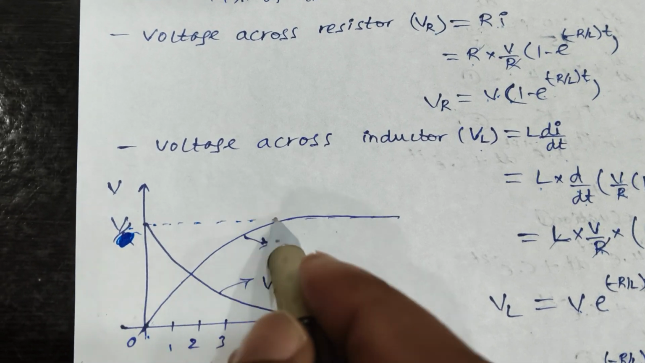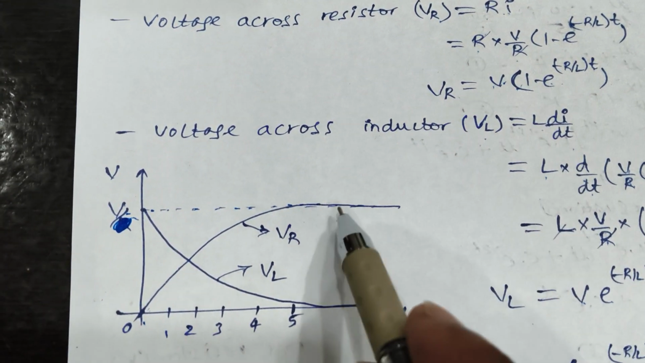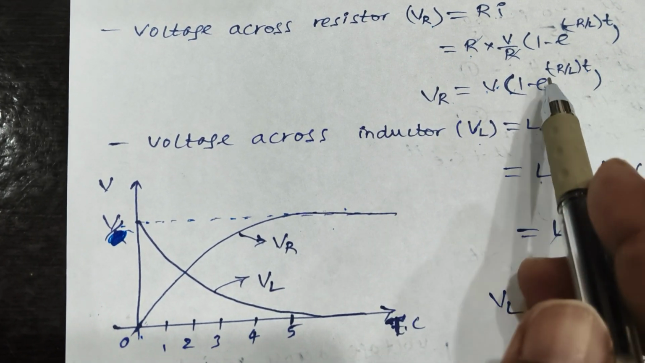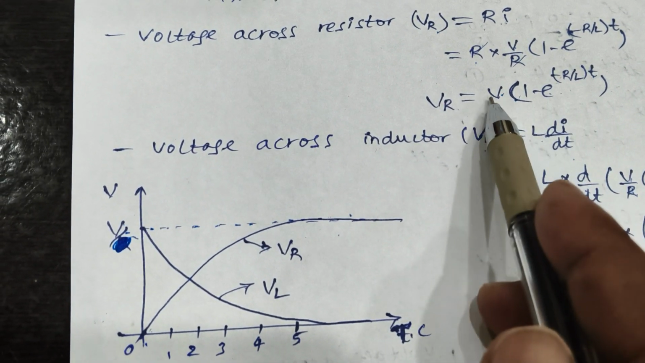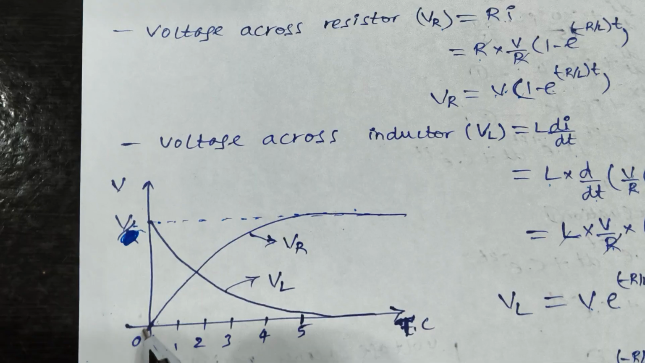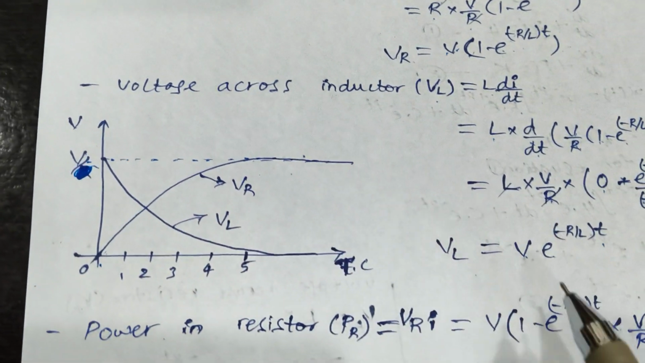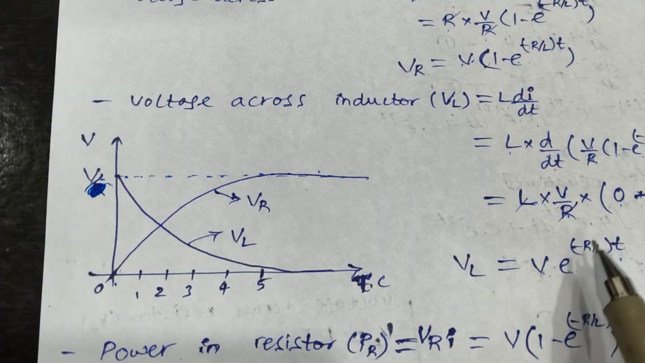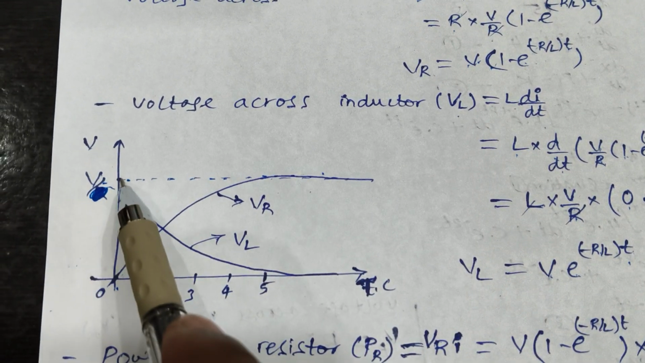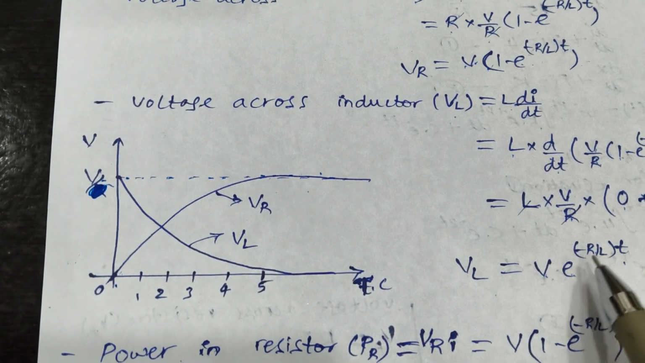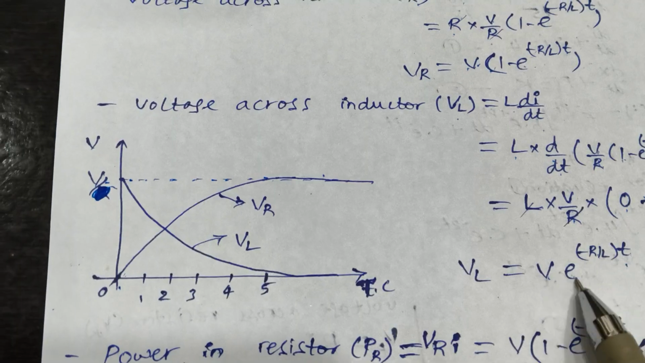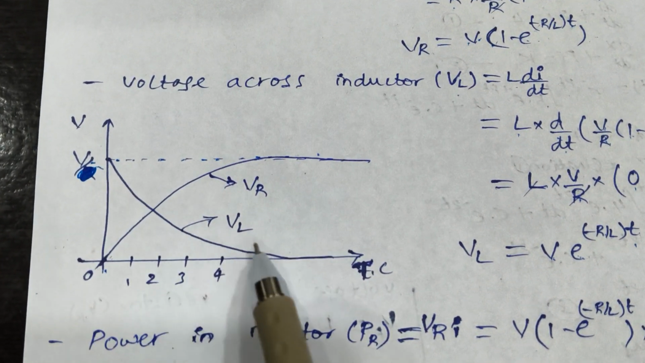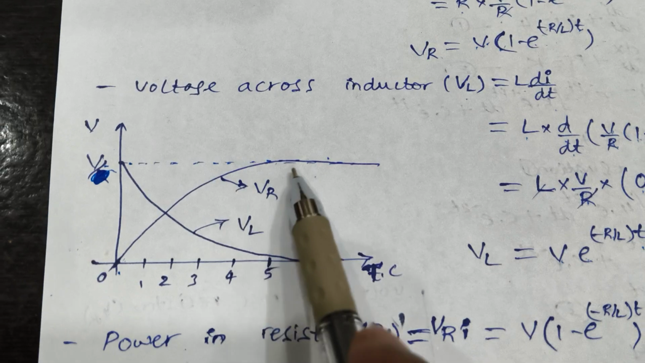That V curve is nothing but the constant line. VR will reach V when time tends to infinity, because the second term will be 0 and the only remaining term is V. So this is VR. And the VL curve, when time tends to 0, e power 0 is equal to 1, so it will start from V. When time tends to infinity, e power minus infinity is equal to 0, so it will reach 0. VL curve is exponentially decaying, VR curve is increasing.